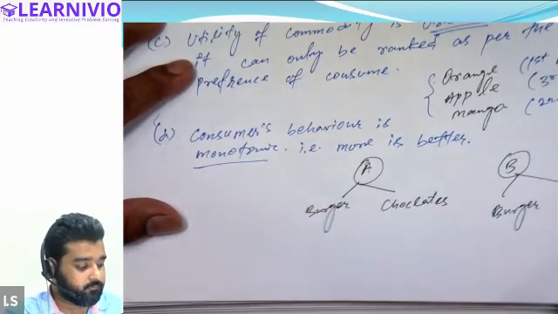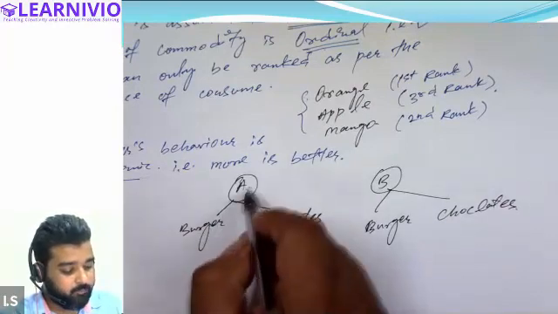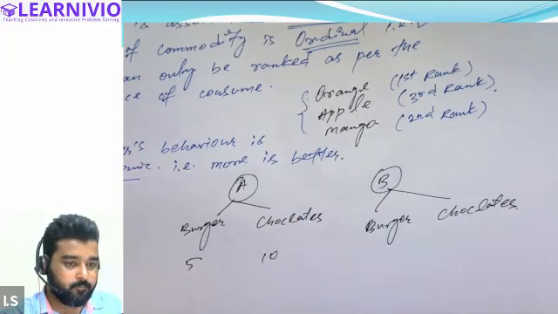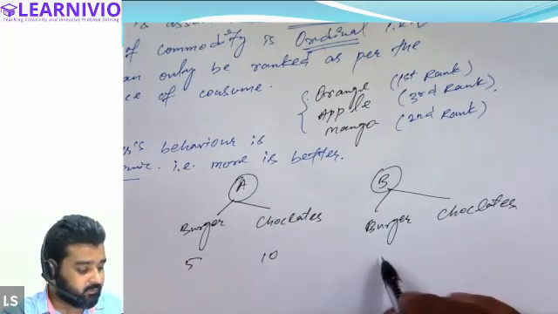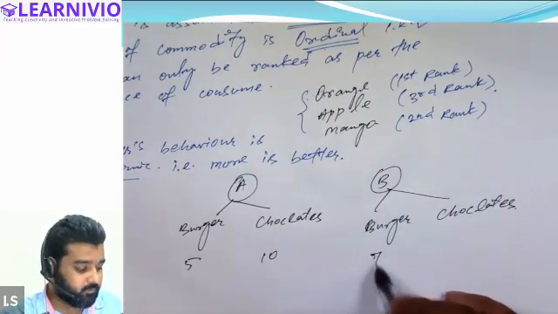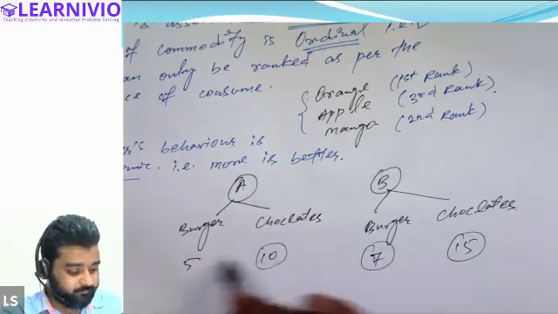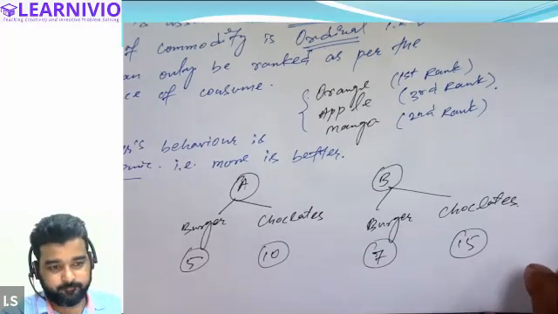Burger and chocolates, same commodity. But in combination A, there are 5 burgers and 10 chocolates. In combination B, there are 7 burgers and 15 chocolates. So tell me, which combination will the customer prefer?